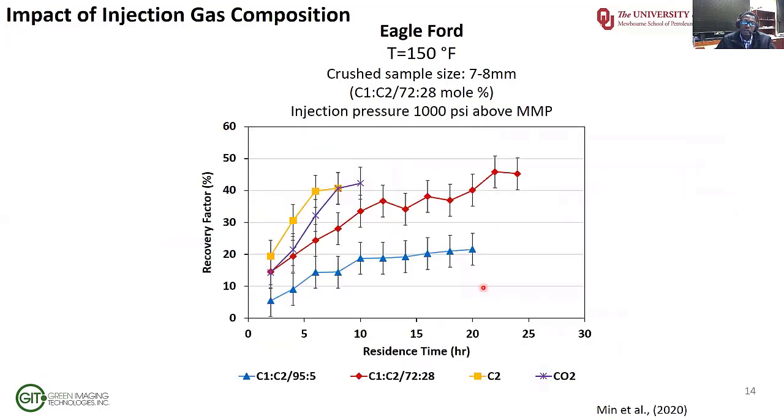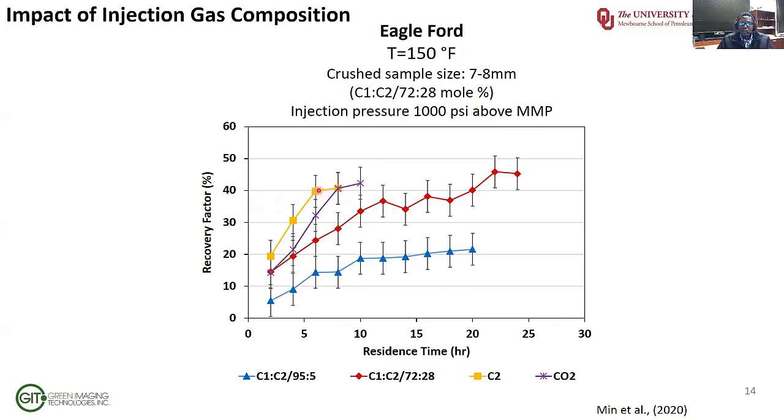If we look at another application where we have evaluated the effect of the injection gas type, we are still looking at the recovery factor as a function of residence time. If we look at this, we can see that the best gas to use happens to be ethane, C2.